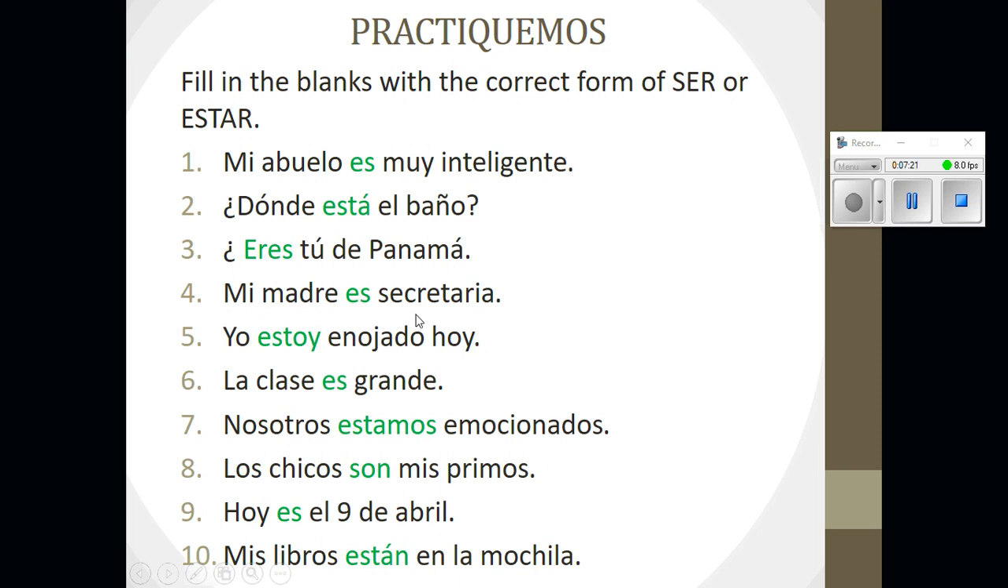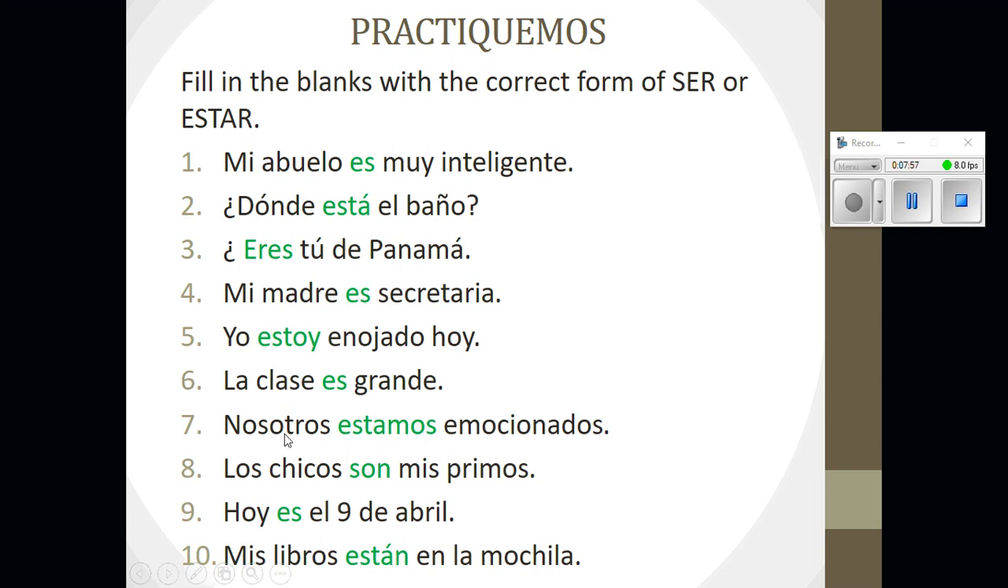4, my mother is a secretary. Mi madre es secretaria. Okay, for this one, we're talking about occupation, what my mother does, and that is ser, so mi madre es. Okay, 5, I am angry today. Anger is an emotion that would require the use of estar, and the yo form of estar is estoy. 6, the class is big. La clase es grande. Here we've used a form of ser because describing a class as big is, again, a description or maybe even a characteristic of the class.